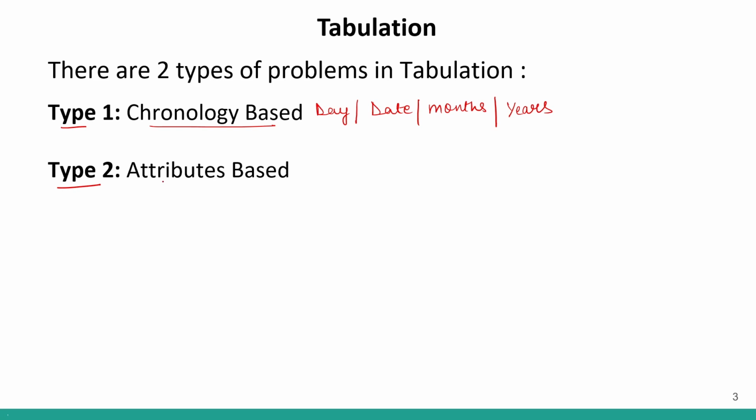Then we have type 2, which is attributes based. Attributes based means they can be arranged based on their floor. They can be arranged based on the color of the shirt that they're wearing. They can be placed based on the cities that they are going to, and so on. Correct? There can be various attributes on which they are arranged. So in today's lecture, we will discuss type 1, that is chronology based.